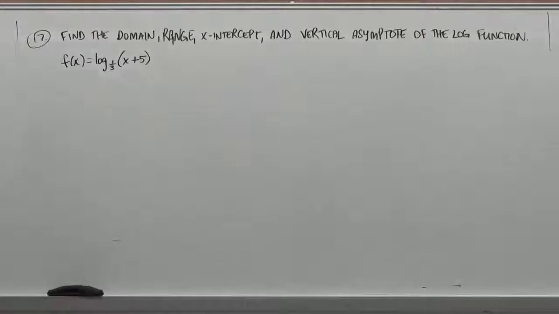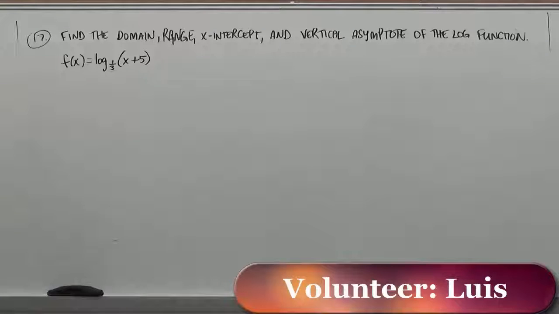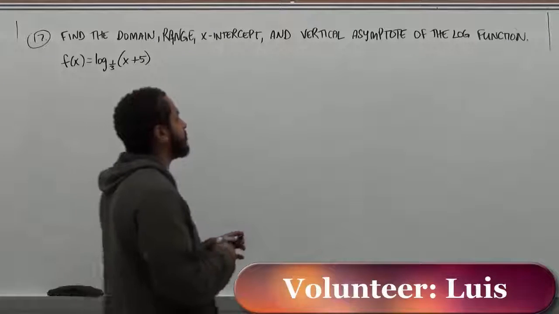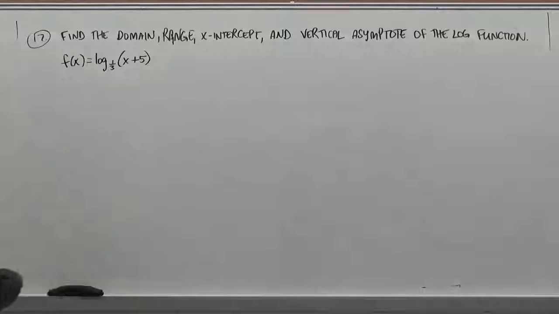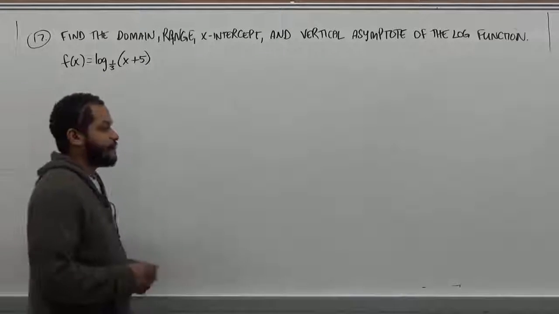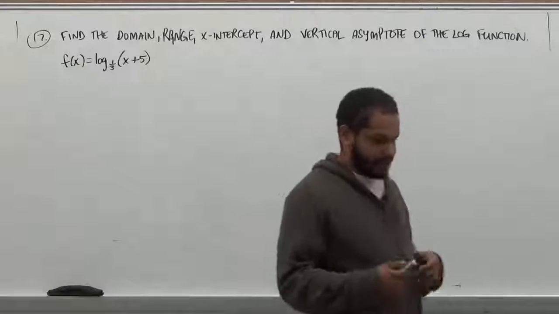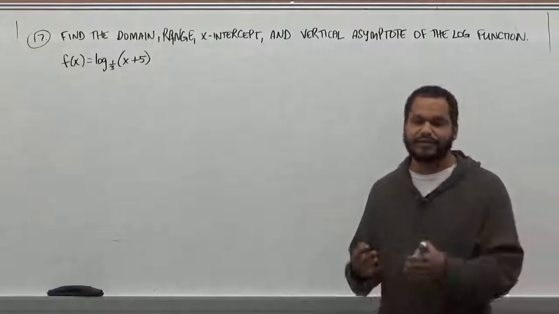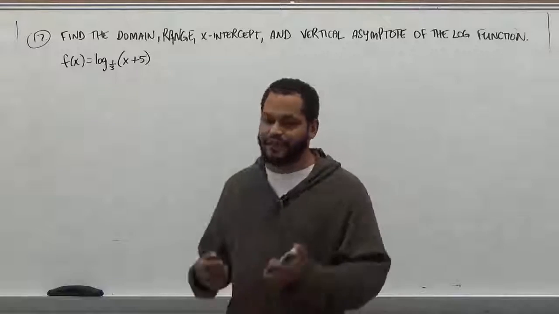In today's problem, we're going to be finding the domain, the range, the x-intercept, and the vertical asymptote of the log function f of x equals log base 1/3 of x plus 5. This is a pretty stringent problem, and to solve it you have to understand the parent function of logarithms.